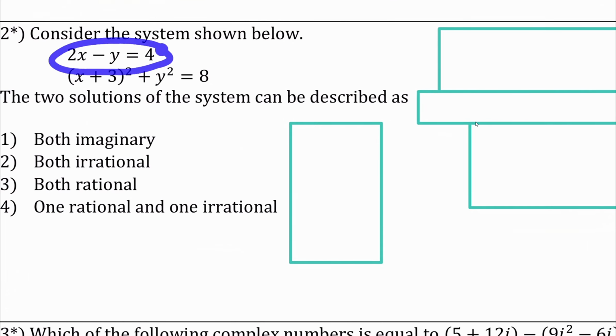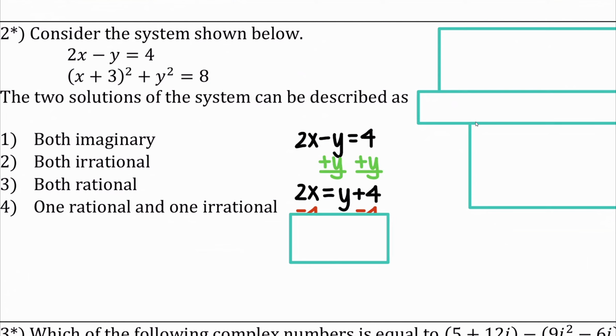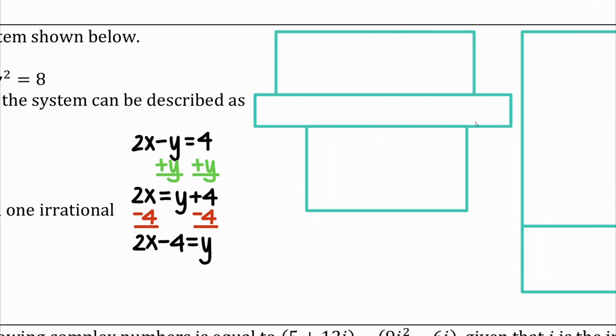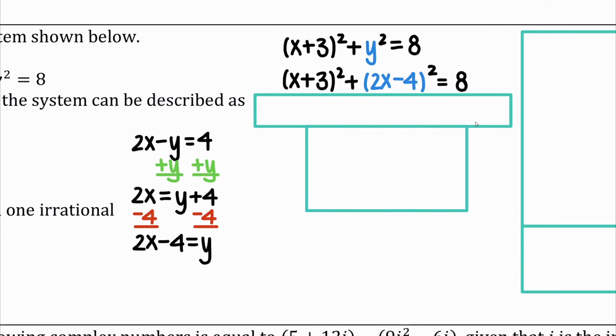So looking at the first equation, let's first isolate y. And let's do that by, you don't have to do it this way, but you can add y on both sides and then subtract 4, giving us y equals 2x minus 4. So from there, we can use that to substitute into the equation of the circle, giving us (x plus 3) squared plus, and we have to remember to put into parentheses, (2x minus 4) squared as such.